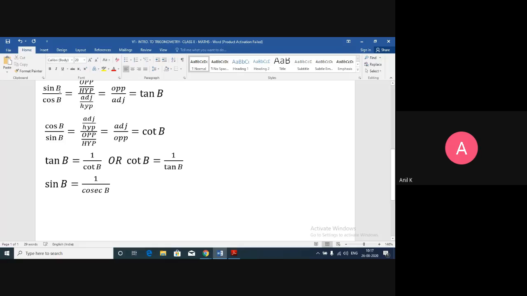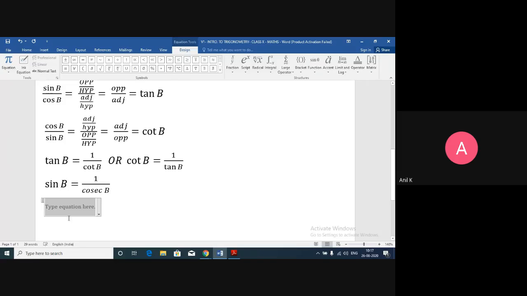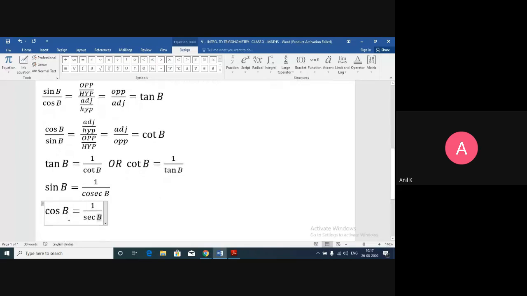Now similarly you can derive the last formula, which is cos B is equal to 1 upon sec B, or sec B equals 1 upon cos B. So these are the few formulas which you need to remember. Sine upon cos is tan, cos upon sine is cot, tan is the reciprocal of cot, or cot is the reciprocal of tan, sine is the reciprocal of cosec, cosec is the reciprocal of sine, and cos is the reciprocal of sec, and sec is the reciprocal of cos.